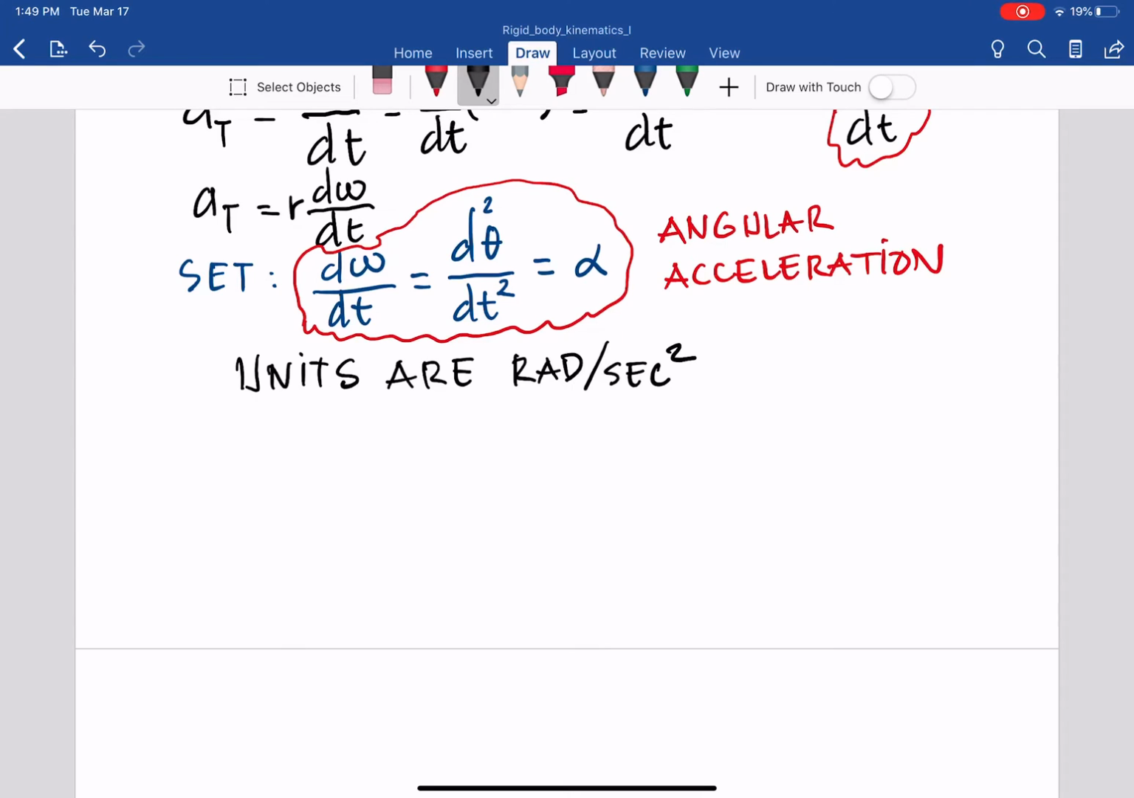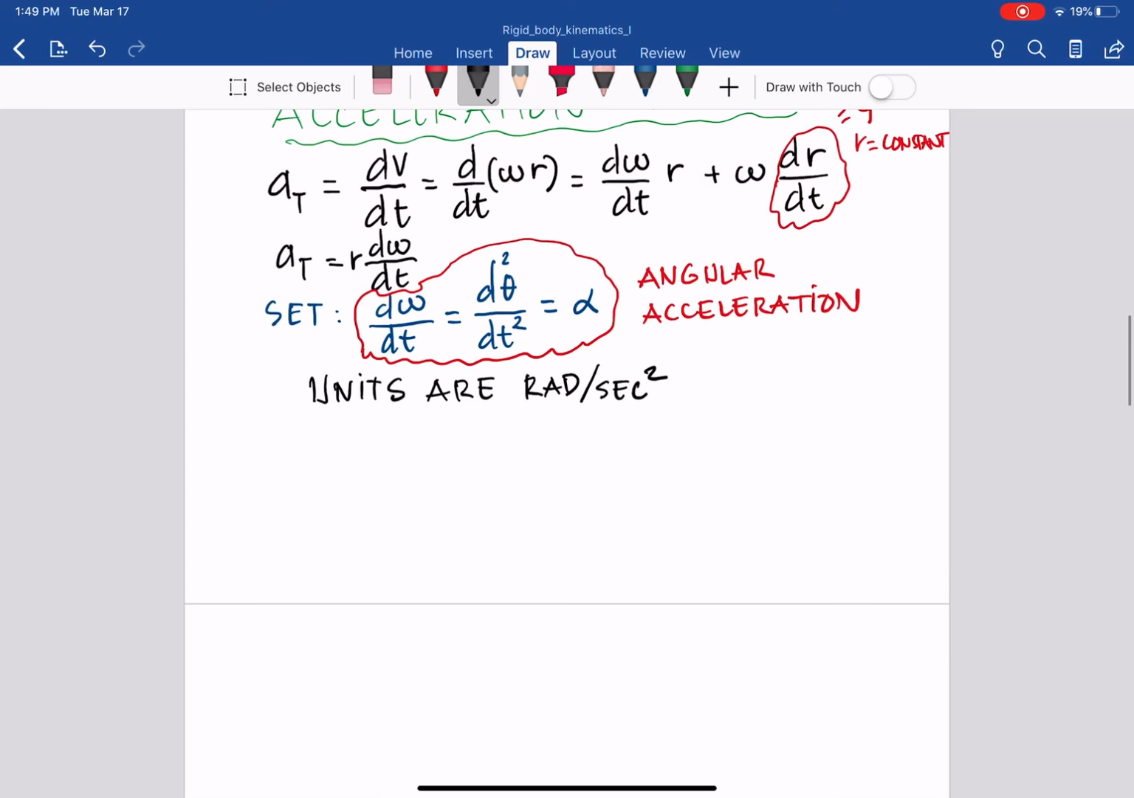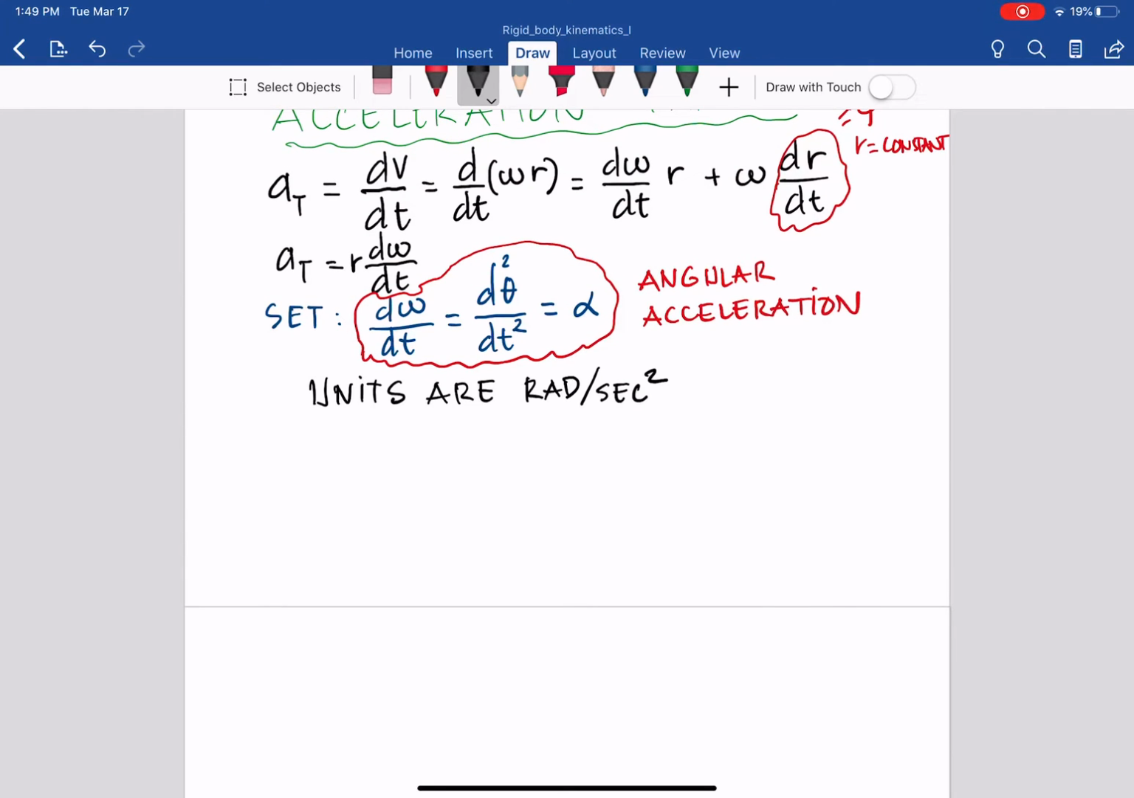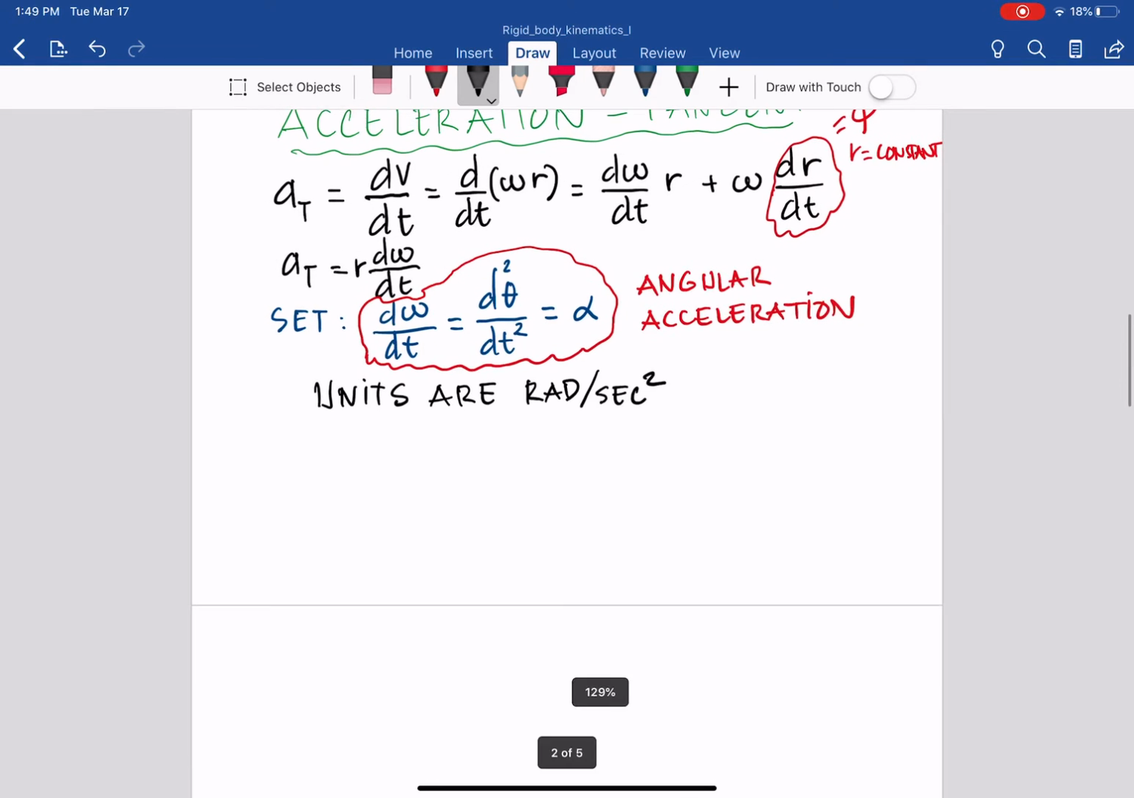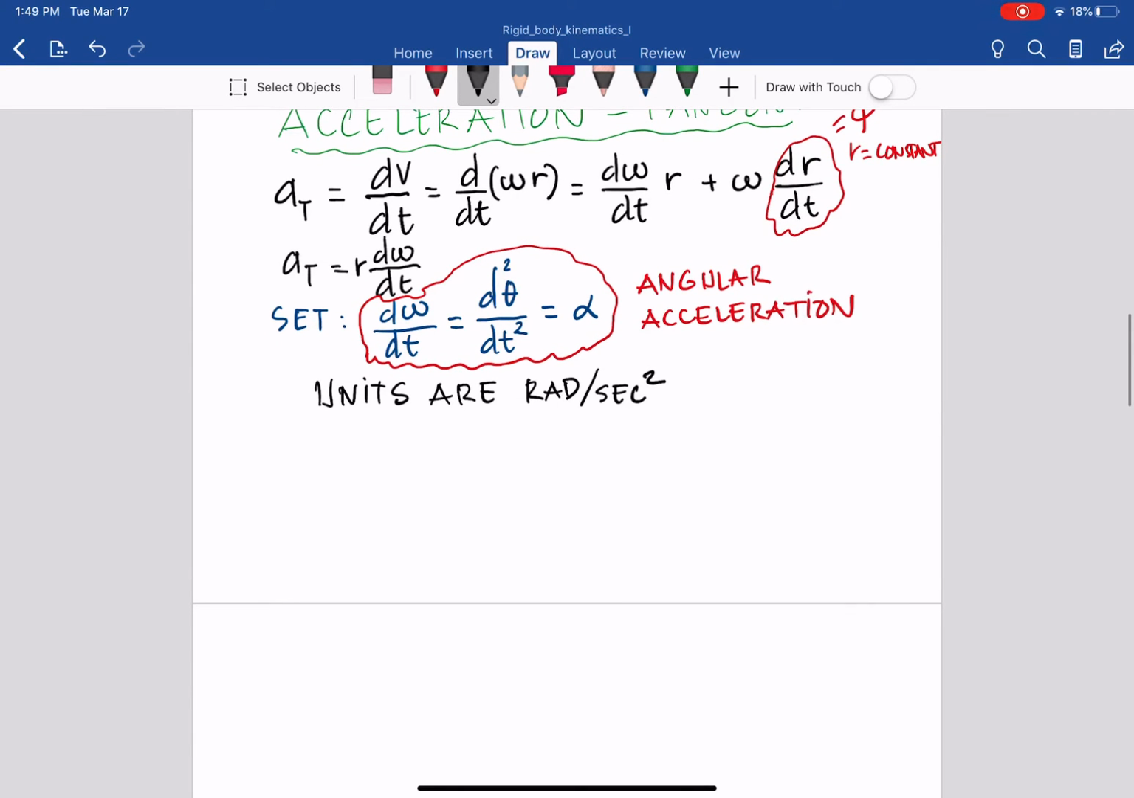And then we can write the two equations for this type of motion, the two equations for the tangential component of acceleration. I was distracted a little bit when my kids were jumping outside.